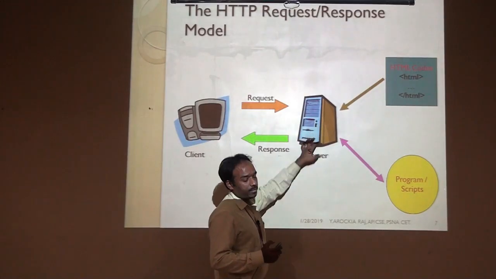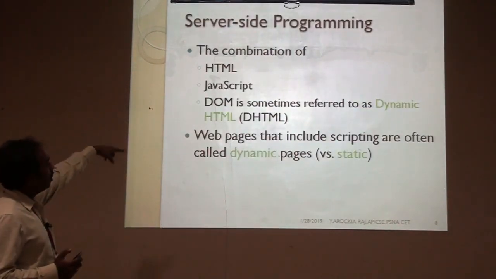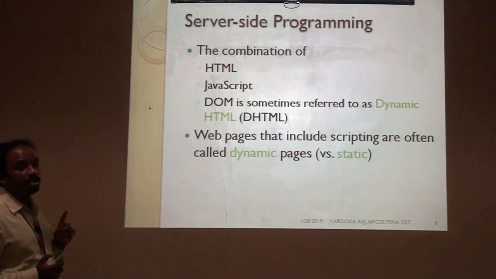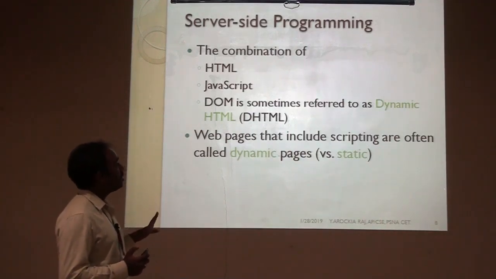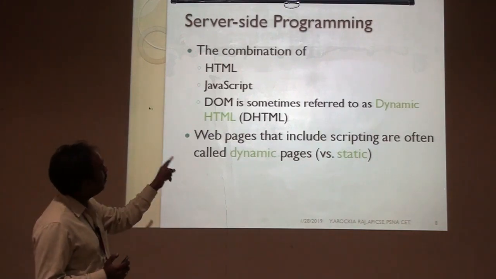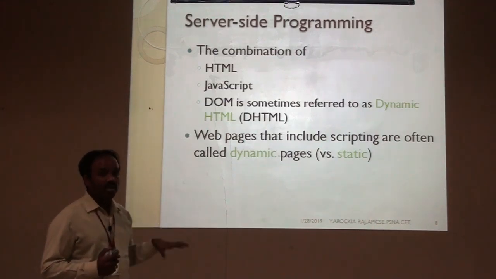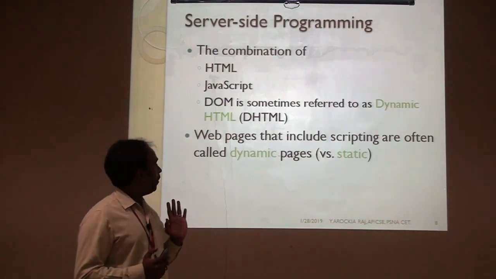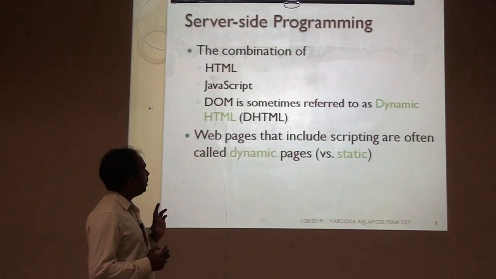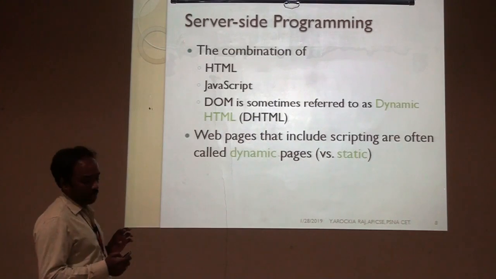Here today we are going to handle the data, that is the program, on the server side, right? So server side programming contains three things. It is a combination of HTML, JavaScript, and then DOM, that is Document Object Model, that is dynamic HTML, right? Based on these three things we can create our server side programming. Server side programming may be in two ways: one is static way, another one is dynamic way, right?